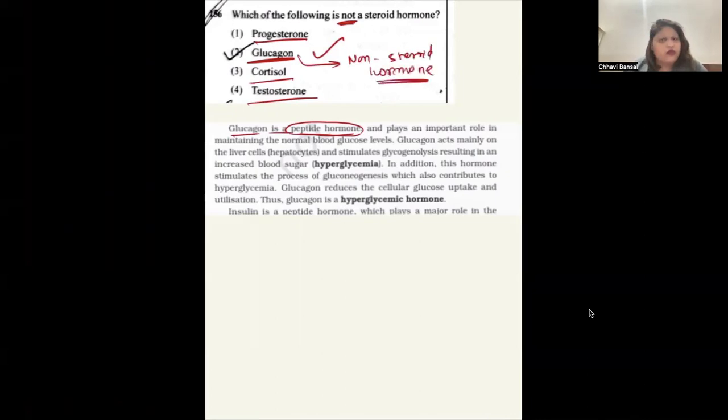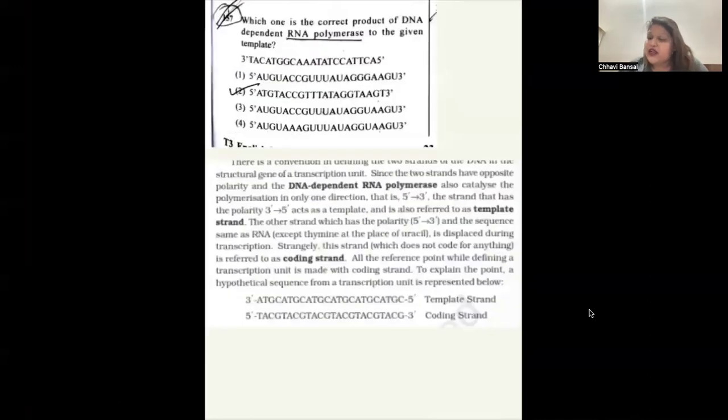Okay. Next question. Which one is the correct product of DNA-dependent RNA polymerase for the given template? Before I solve this question, let's read the lines that are given in NCERT. Since the two strands have opposite polarity and DNA-dependent RNA polymerase also catalyzes polymerization in only one direction, that is 5' to 3', the strand that has polarity 3' to 5' acts as the template, which is given to us. Fine. Next.